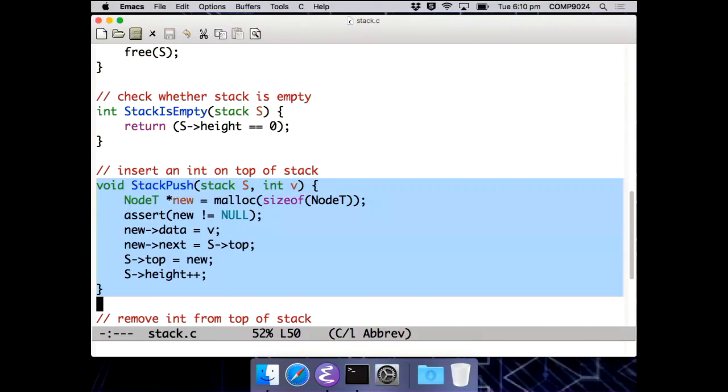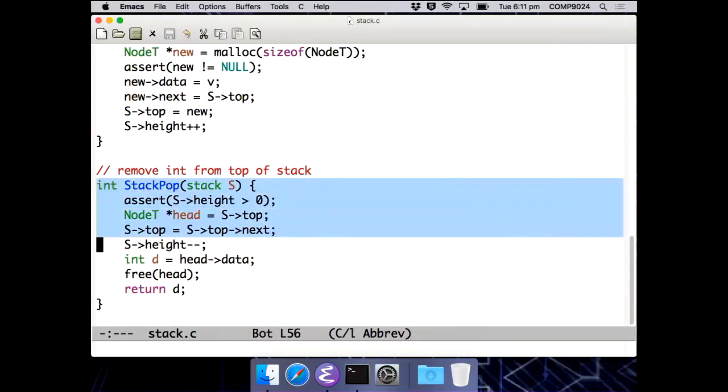And we say that the next element of the new top element of the stack is now the previous beginning of the list, so that it's really appended at the beginning of the list. And we say that the new top of the stack is the element that we've just created. Plus we say the height is incremented because we have one new element.